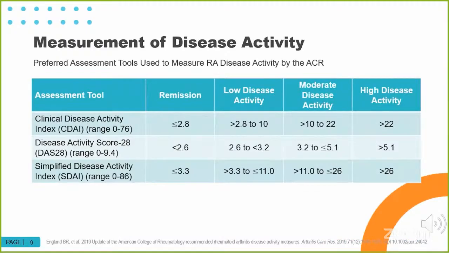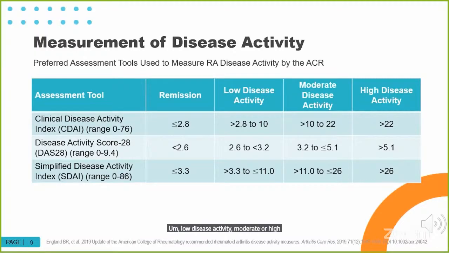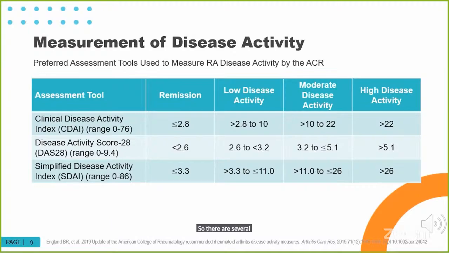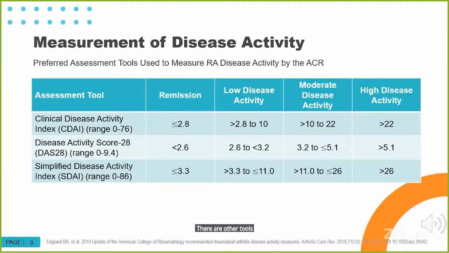Once the patient is diagnosed with rheumatoid arthritis, it's really important to understand disease activity and whether the patient has low disease activity, moderate, or high disease activity, because these measurements are going to help us to decide which medications the patient needs to control their disease state. So there are several tools that are available to measure disease activity in patients with RA. I've listed 3 of them here. However, this is not an all-inclusive list. There are other tools that are also available that are recommended by the ACR guidelines.